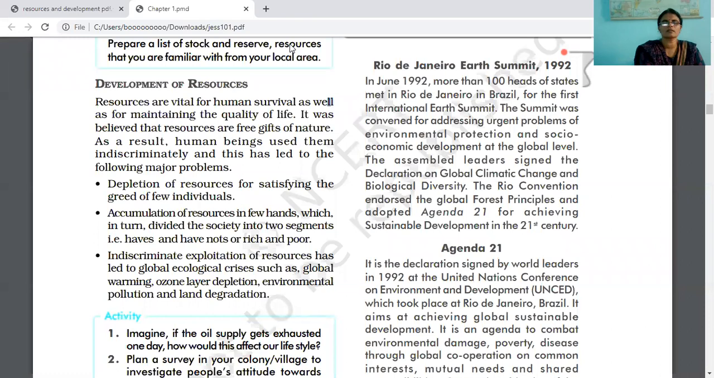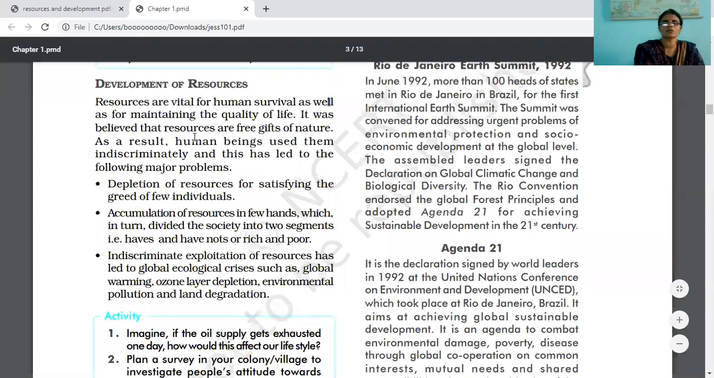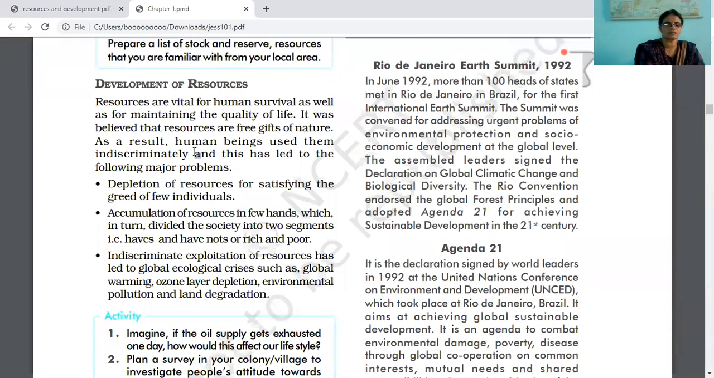Okay, next point, indiscriminate exploitation. Due to this indiscriminate exploitation, resources led to a global ecological crisis. What are the global ecological crises? Global warming, ozone layer depletion, environmental pollution, and land degradation. So, for these things not to happen, we need to plan resources.